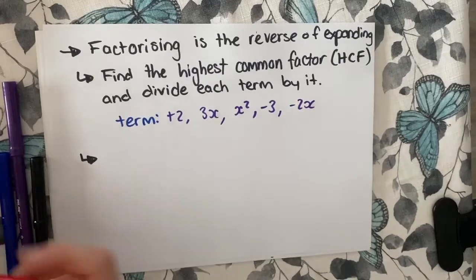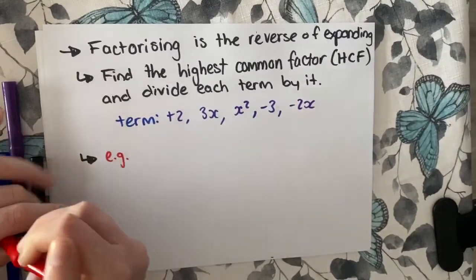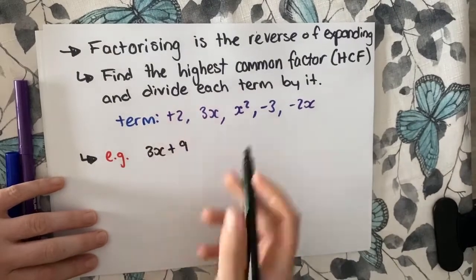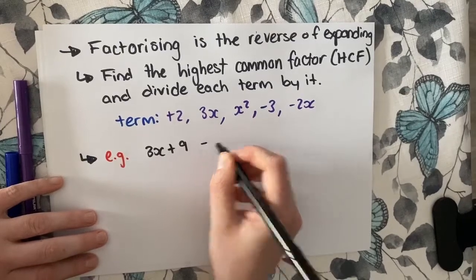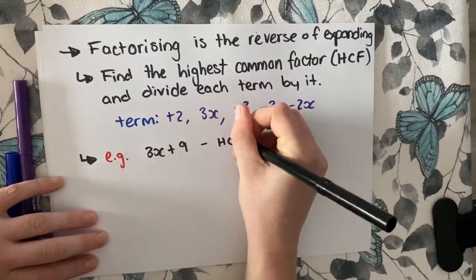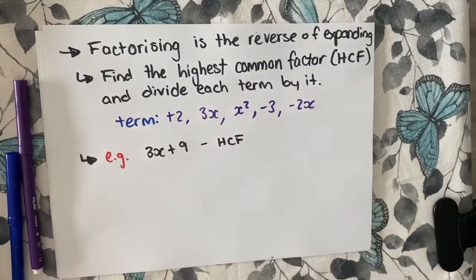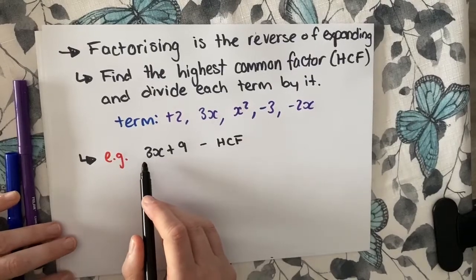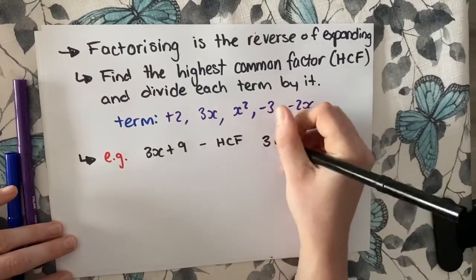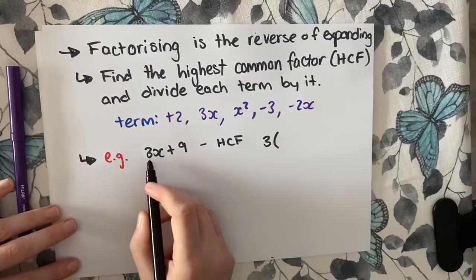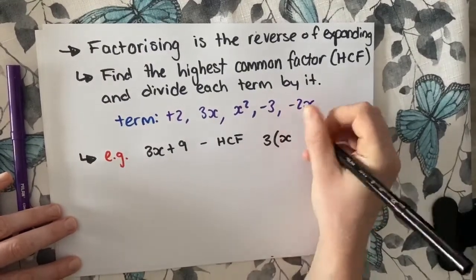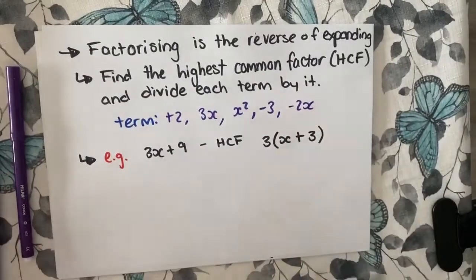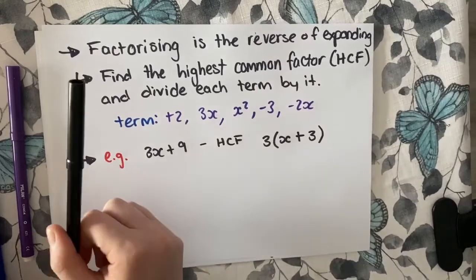So for example, if I were to quickly do 3x plus 9, and factorise this, my highest common factor is going to be 3, because I can divide by 3. So I would go 3x divided by 3. Outside my brackets, I'm going to put my 3 because that's what I'm dividing by. 3x divided by 3 will just give us x. I'm going to put plus, and 9 divided by 3 is 3. That's basically what the factorising is.